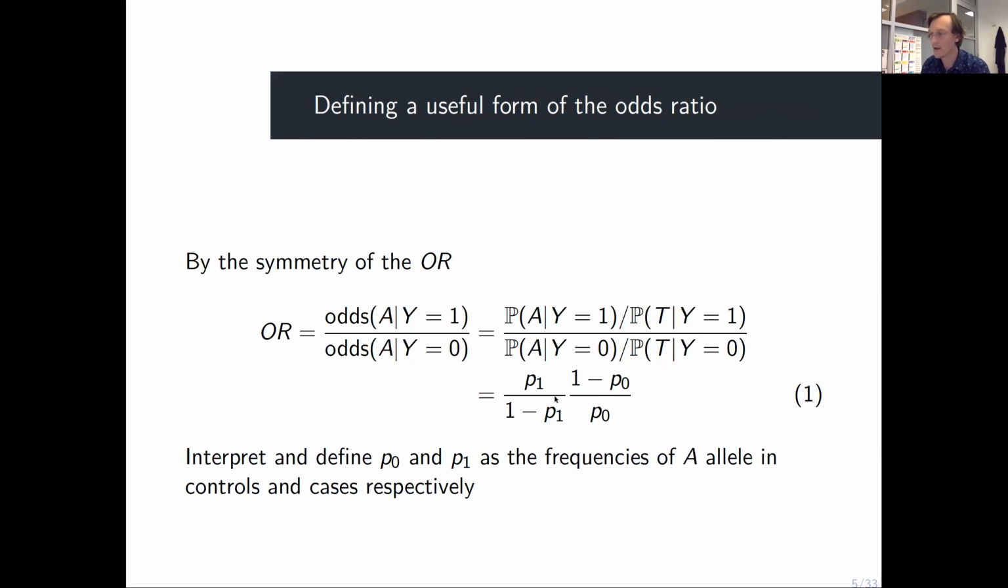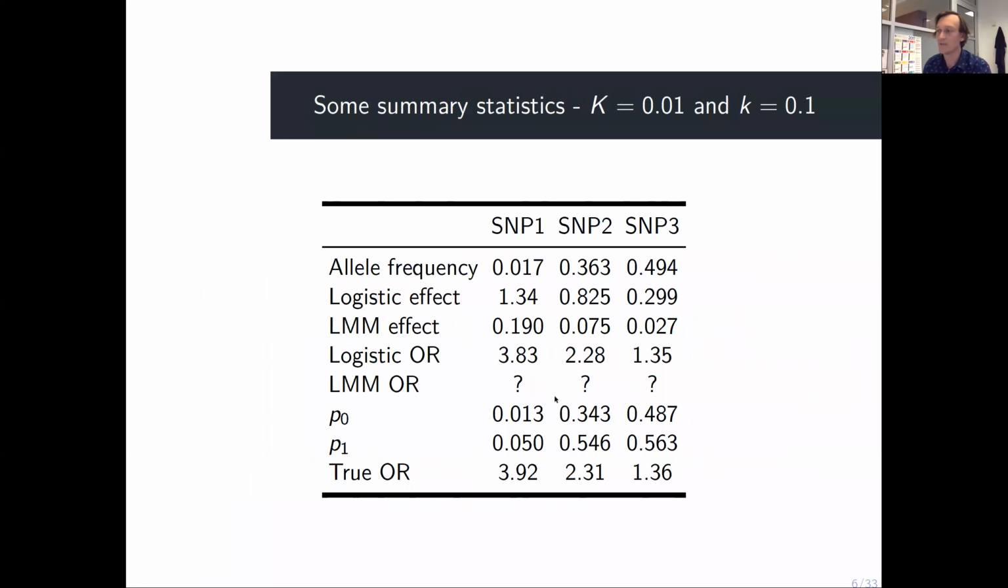So why is that nice? Well, if we had individual level data, then we can just go away and estimate P0 and P1, ignoring potential confounders, and we can just calculate by plugging P0 and P1 into that formula, and we get out what I denote throughout this presentation as the true odds ratio, where if we were to know the perfect P0 and P1, then we could reconstruct the odds ratio.